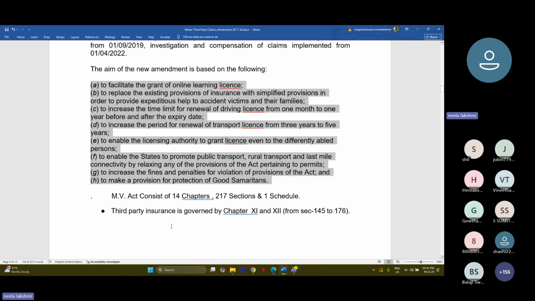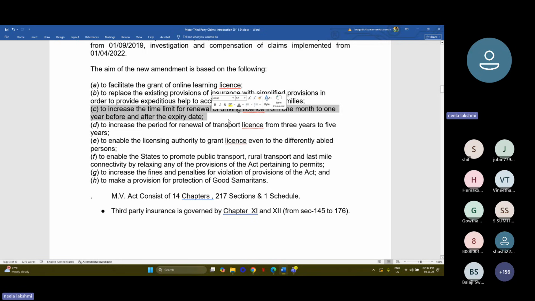Next point, to increase the time limit for renewal of driving licenses from 1 month to 1 year before and after the expiry date. This is also one of the very important changes. Previously, it was a 1 month grace period for renewing the license. Now it has been extended up to 1 year. Then, to increase the validity period of the transport license from 3 years to 5 years.